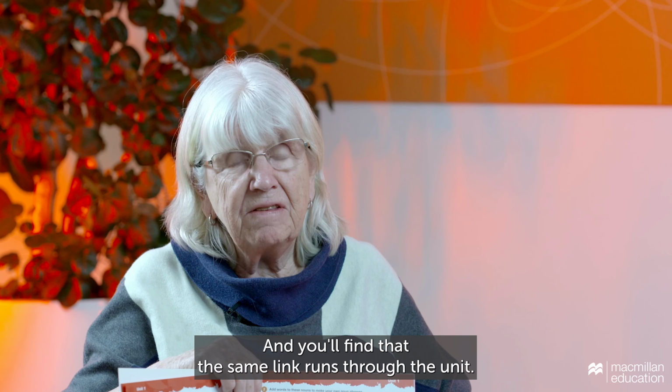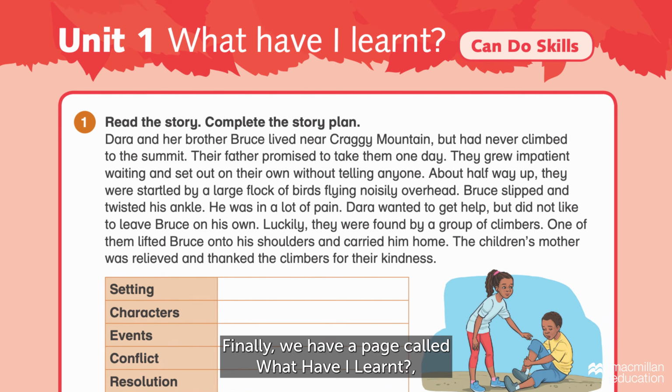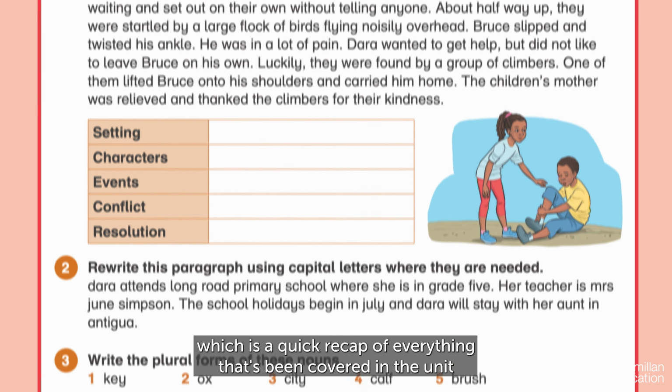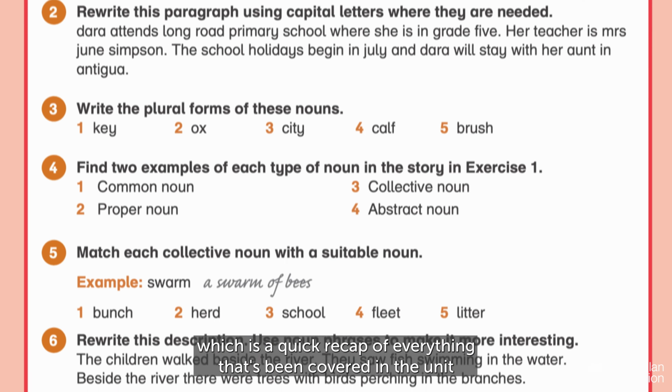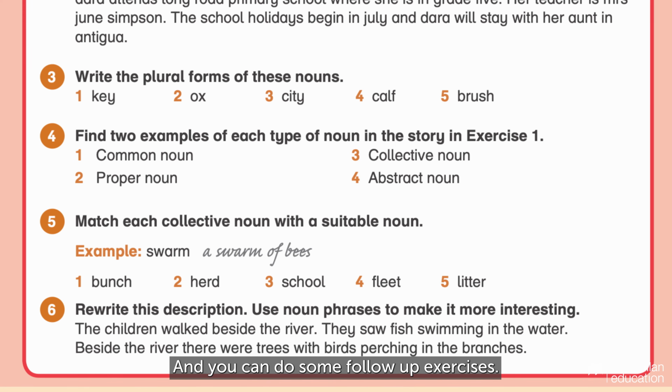And you'll find that the same link runs through the unit. This is all about story writing. Finally, we have a page called What Have I Learnt?, which is a quick recap of everything that's been covered in the unit, so that you can see how much the students have learnt, where they need to improve, and you can do some follow-up exercises.